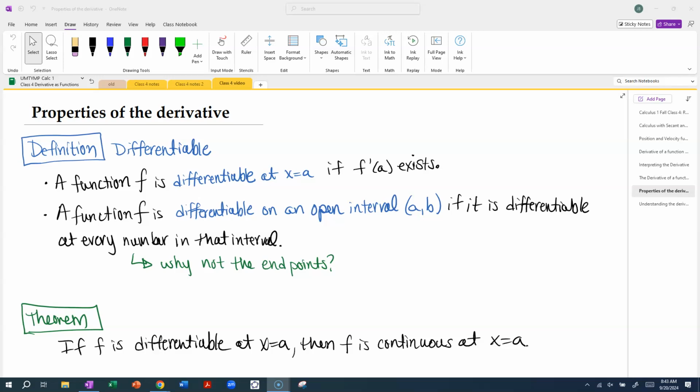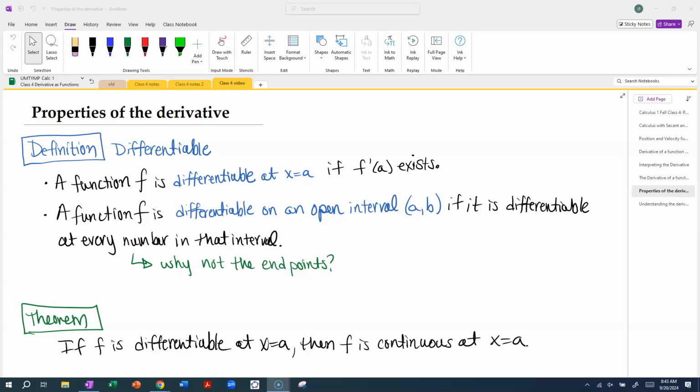Endpoints are really tricky, so we generally don't say a function is differentiable at an endpoint. But on an open interval, if it's differentiable at every point in that region, then it would be differentiable on that open interval. Endpoints are a little tricky.